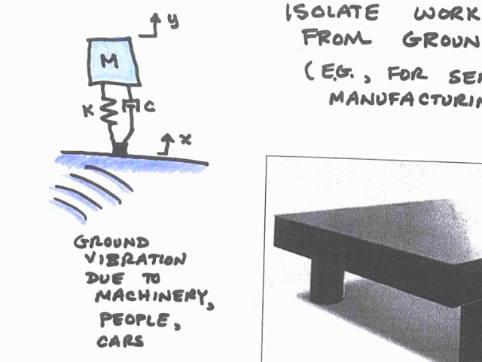So here's the model of the vibration isolation table, and you'll notice it's very similar to the automobile suspension. We have x of t, the ground's vibration, and this would be due to all sorts of extraneous machinery, cars, people moving about, causing the ground to vibrate. Then we have the suspension, which is given by a stiffness and a damping. And then we have the mass of the table itself, and its motion is given as y of t.